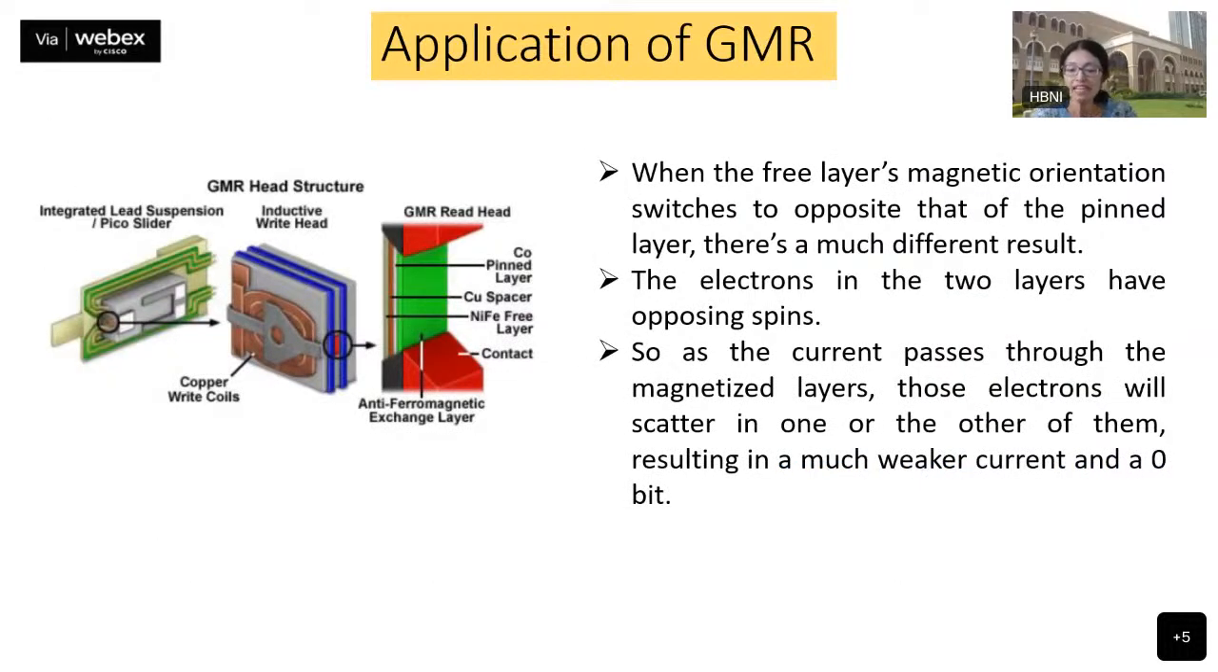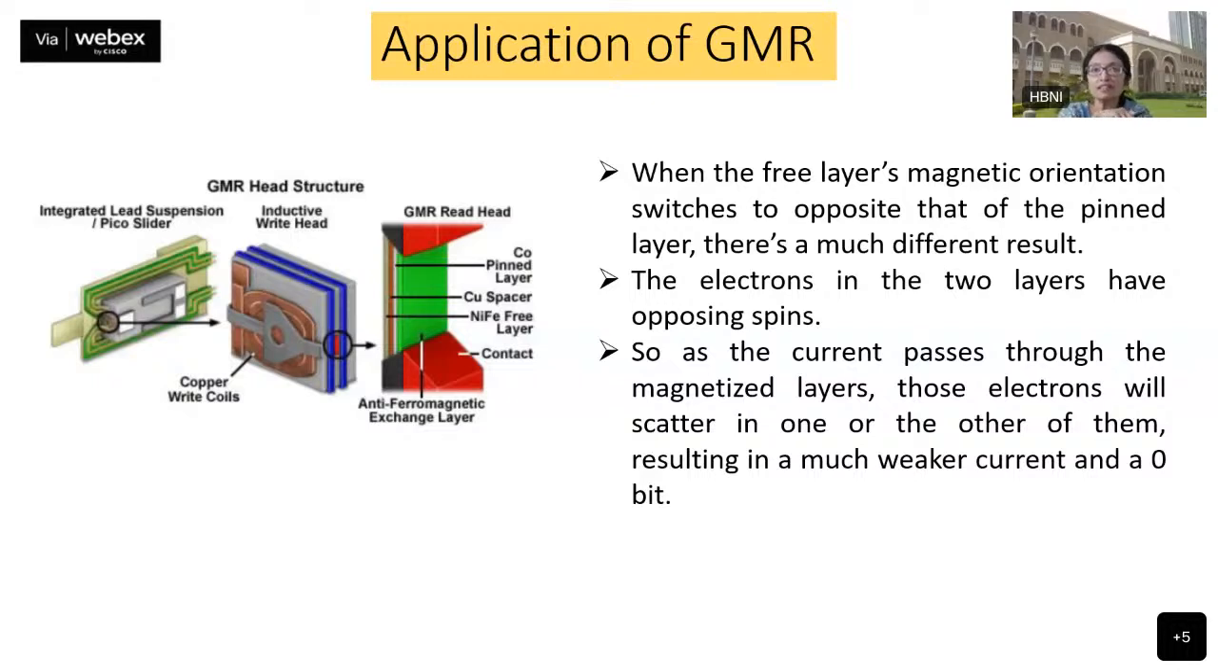Now when the free layer's magnetic orientation switches opposite to that of the pinned layer, what is going to happen? There's going to be a much different result. Now the electrons in the two layers have opposing spins. So as the current passes through the magnetized layers, those electrons will scatter in one or the other of them, resulting in a much weaker current and a zero.